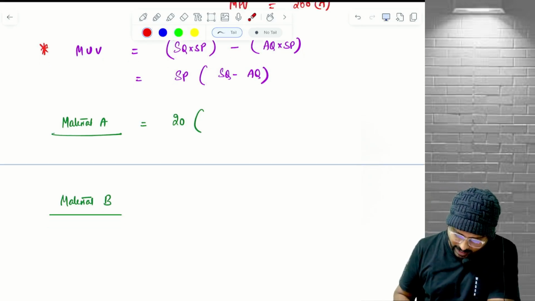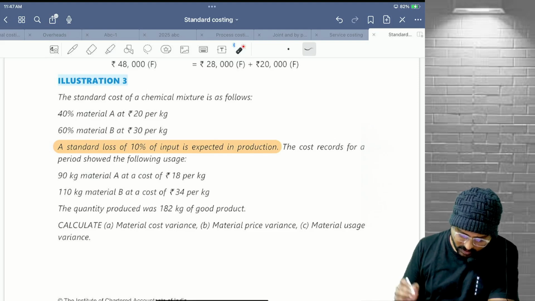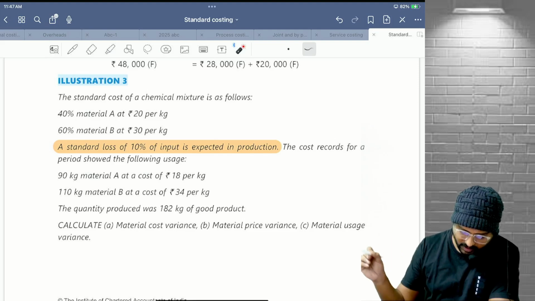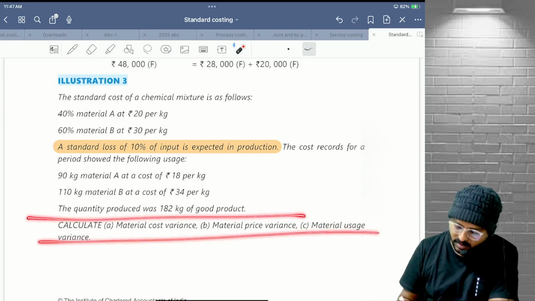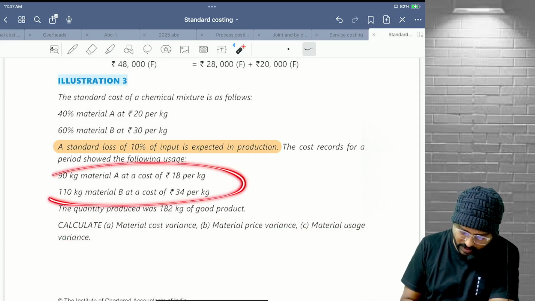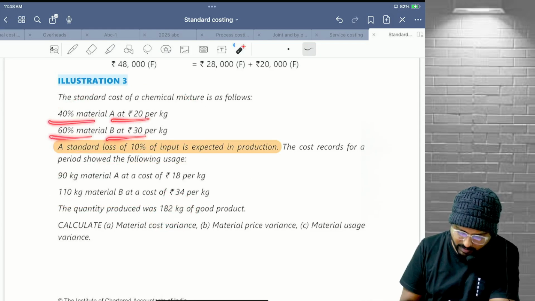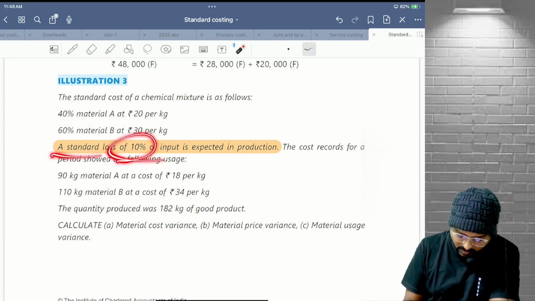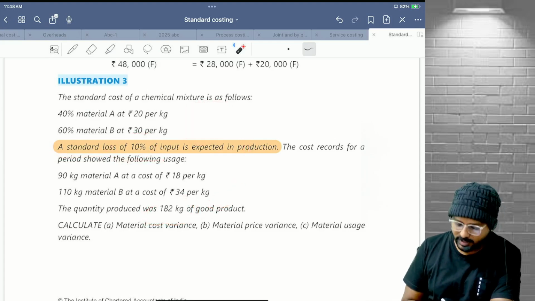Now, do I have that information in the question? Do I have SQ there? See in the question. SQ means standard quantity of raw material required for actual output. Is it given or not given? Not given. Correct? Then we need to calculate. Actual quantity consumed is given. Standard mix data is given, that's all: 40% will be material A, 60% will be material B. Standard loss is given, but he did not give how much standard quantity of raw material is required for actual output, which means we need to calculate.